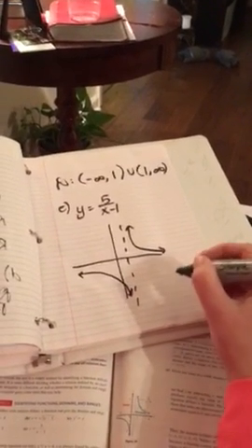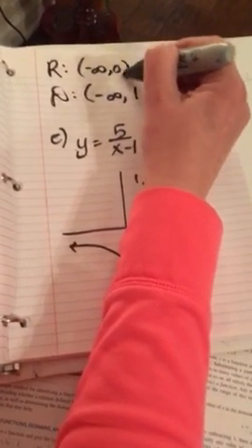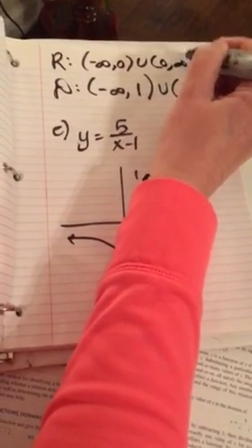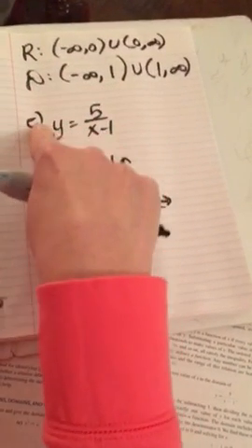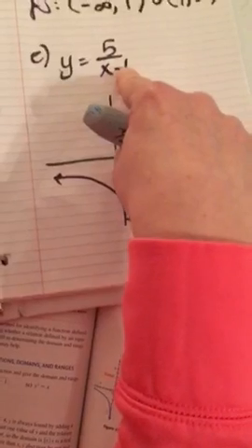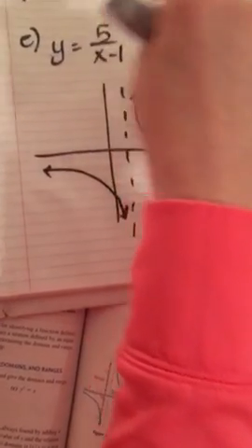And your range here is also restricted. Your range can be anything but 0. Y could never equal 0. Your range is your y values. It can never equal 0. The only way it could equal 0 is if there was a 0 on top, and there's a 5 on top, so it's never going to be 0.